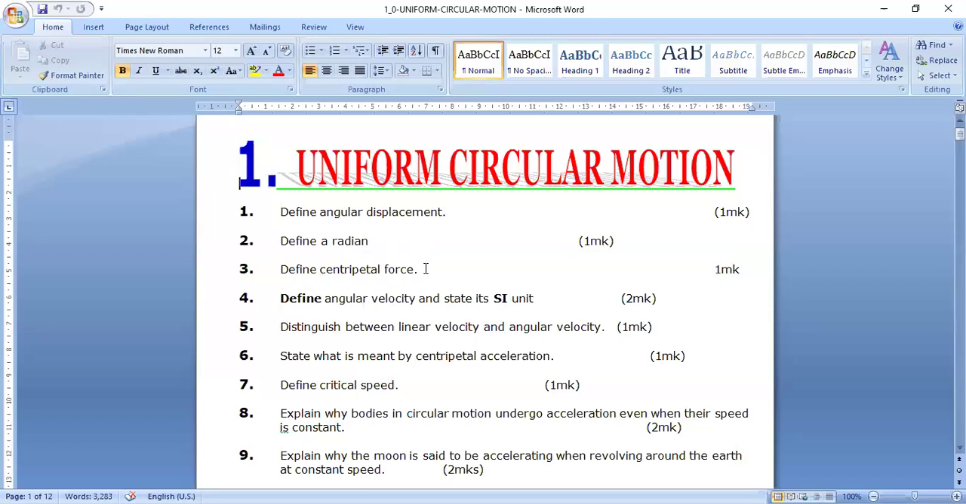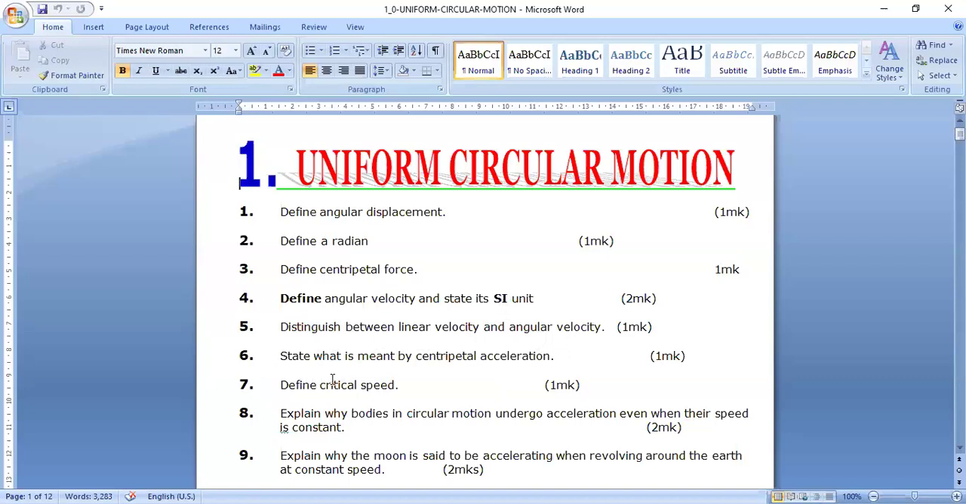Centripetal force is a force that acts on a body towards the center of a circular path to maintain its circular motion. Angular velocity is the rate of change of angular displacement. SI unit is radians per second, written as rad per second. Distinguish between linear velocity and angular velocity. Distinguish means you give the definitions. So linear velocity is the rate of change of linear displacement, while angular velocity is the rate of change of angular displacement.